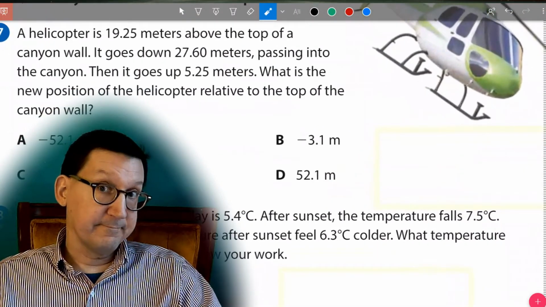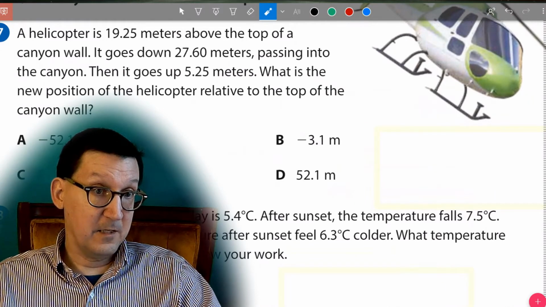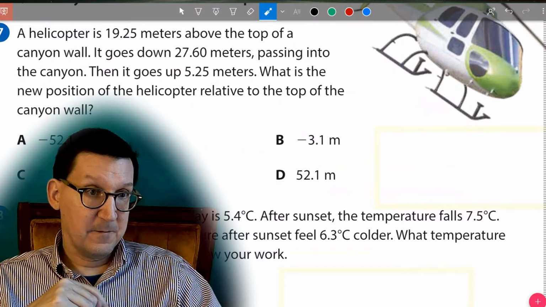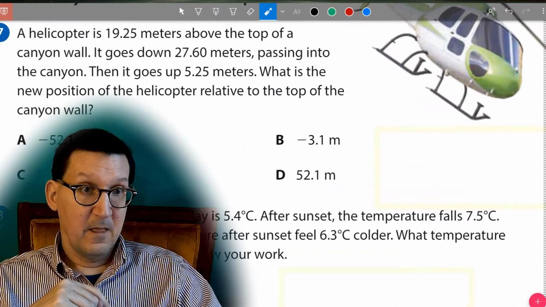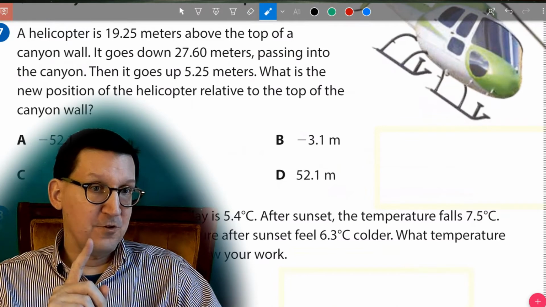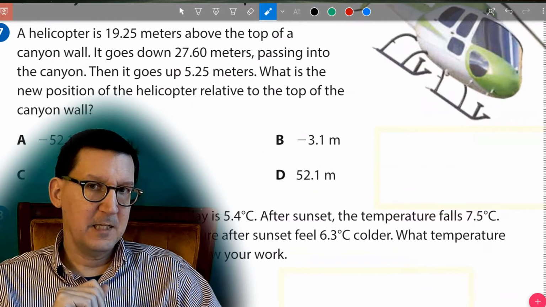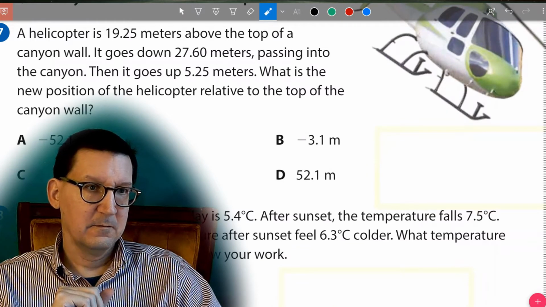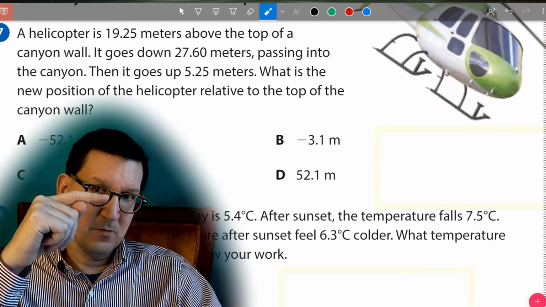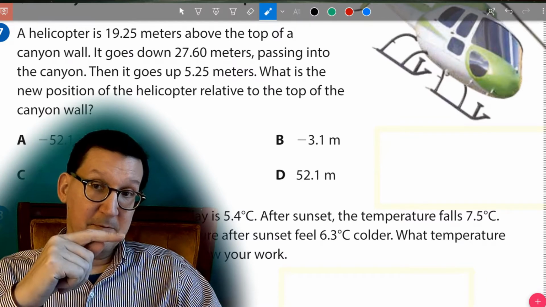A helicopter is 19.25 meters above the top of a canyon wall. It goes down 27.60 meters, passing into the canyon. Then it goes up 5.25 meters. What is the new position of the helicopter relative to the top of the canyon wall? So we start off at plus 19.25. We're going down 27.6. And then we're going back up 5.25.